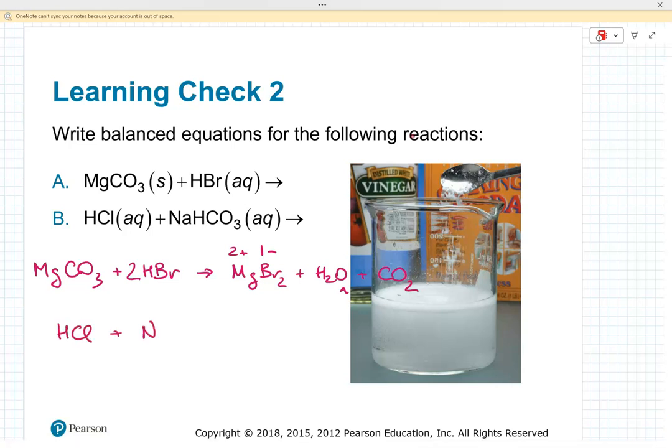Hydrochloric acid plus sodium bicarbonate produces obviously water, carbon dioxide, and which salt? Yes, sodium chloride. Anything to do with this?